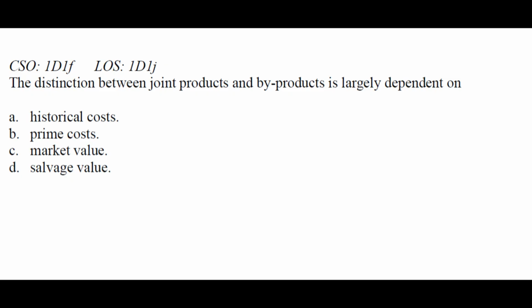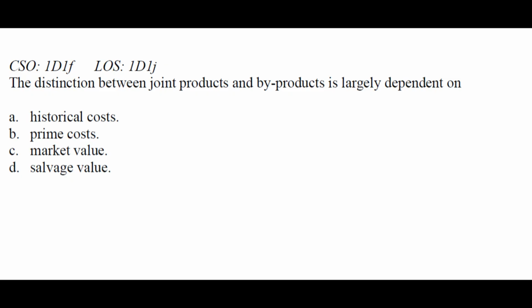A. Historical costs. Incorrect. Past costs do not determine whether a product is classified as a joint product or byproduct. B. Prime costs. Incorrect. Prime costs, direct materials plus direct labor, relate to production cost structure, not product classification.